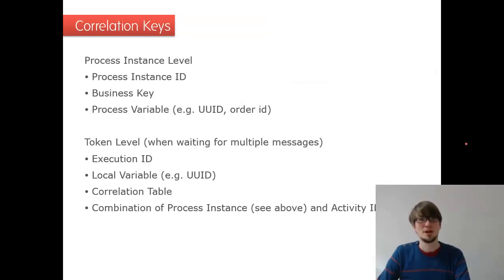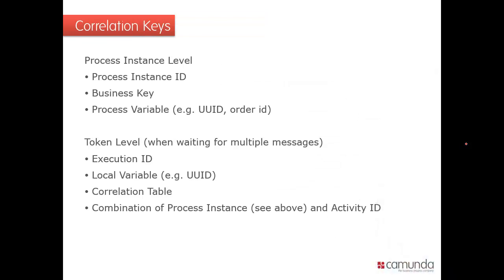Pretty straightforward. The correlation is normally done either by process instance IDs. You hand over the process instance ID you have to the other system, which returns it back. It's actually not that good an idea, because you expose a lot of the internals of the process engine. So the external system should not know about the process instance ID. But you can do it, but I actually would not recommend it.